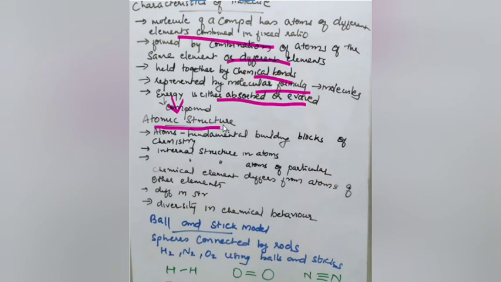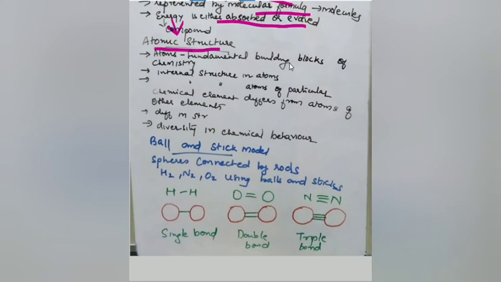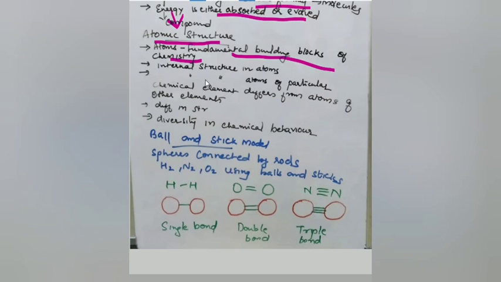Then about the atomic structure. Atoms are the fundamental building blocks of chemistry. Atoms are the main word used in chemistry. Atomic structure means each atom possesses a certain structure. The internal structure of atoms differs between chemical elements. That is, one element will not be exactly the same as another element. They will be entirely different, the structure will be different, and there will also be variation in chemical behavior.